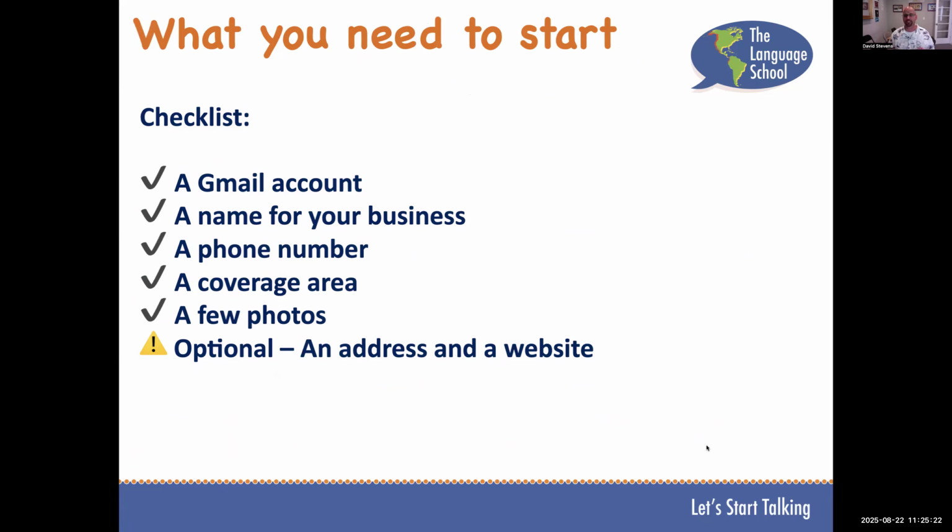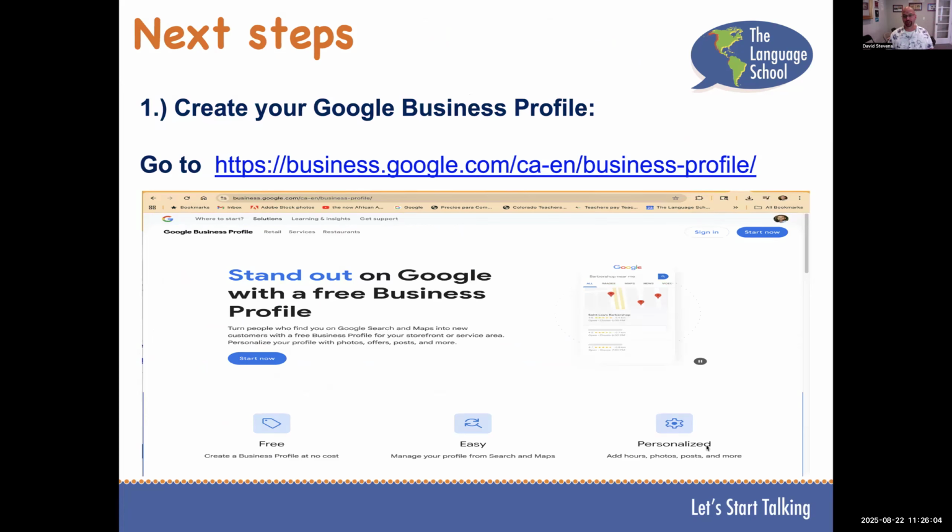What you need to get started is a Gmail account, a name for your business, a phone number that students can use to call you, and a coverage area. It's helpful to have some pictures so that students can see what your place or your classroom looks like, and what you look like. Optional bonuses are a physical address where students can go visit you in person, and a website. In my opinion, a website's not 100% necessary at this particular phase in your business. If you have one, you can put it into Google, but again, it's not 100% necessary right now. And we'll cover websites in another training video in the future.